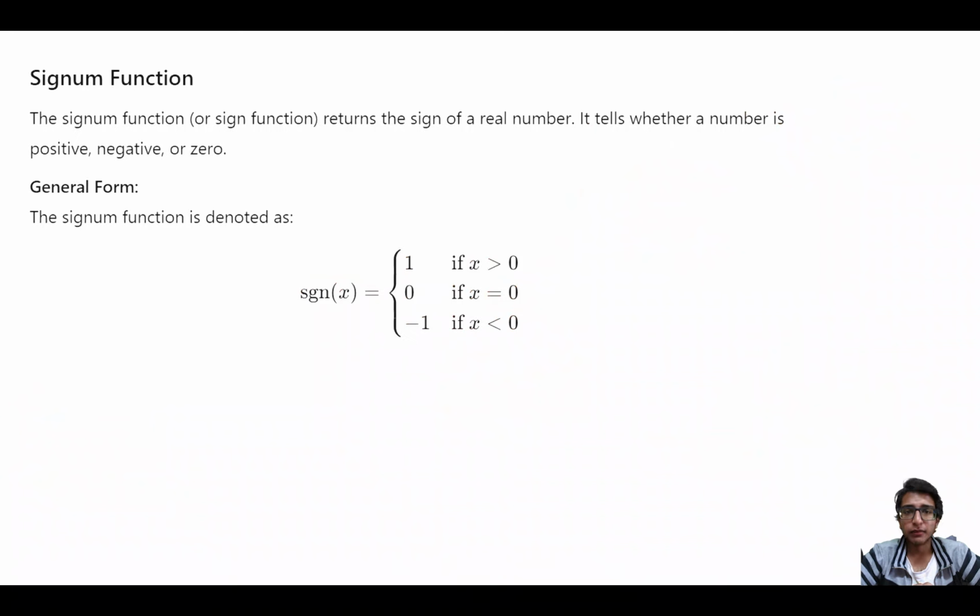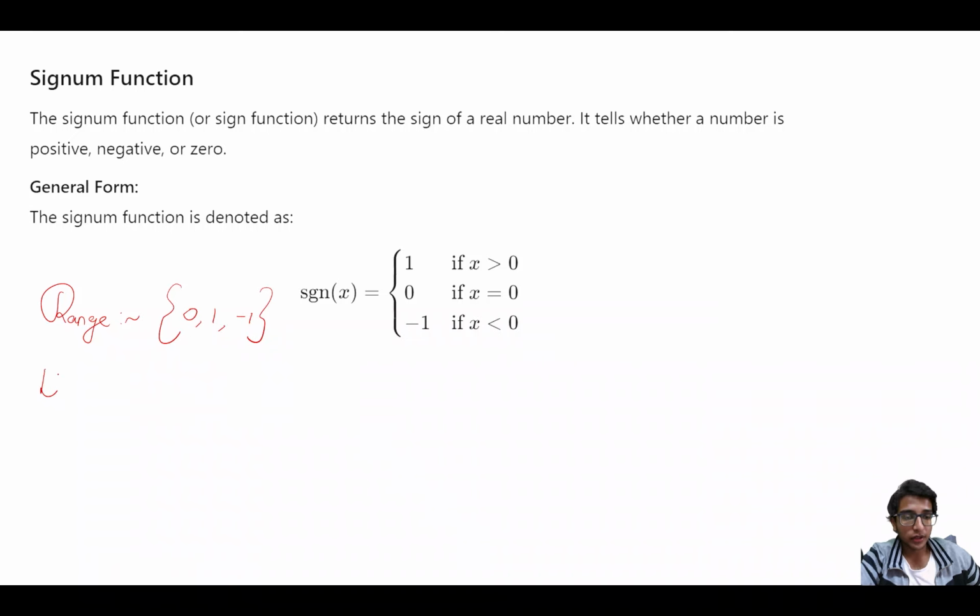Talking about signum function, another type of function. What happens with this function is you get only 3 outputs, which is either 1, either 0 or minus 1. So there are only 3 outputs. So basically what I'm saying is, what is my range for this type of function? My range is basically 0, 1 and minus 1. So these are the 3 values that I can get only in range.